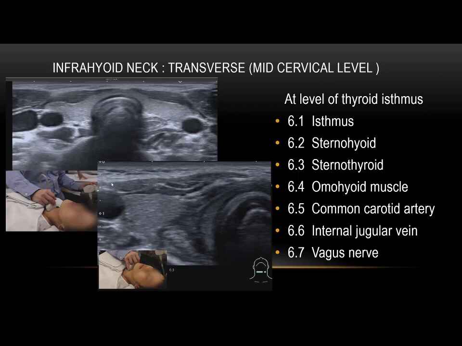And the lateral one, more superficial, is the omohyoid muscle. This one is considered one of the landmarks that we need to recognize because it's important to separate level 3 and level 4 of the neck.